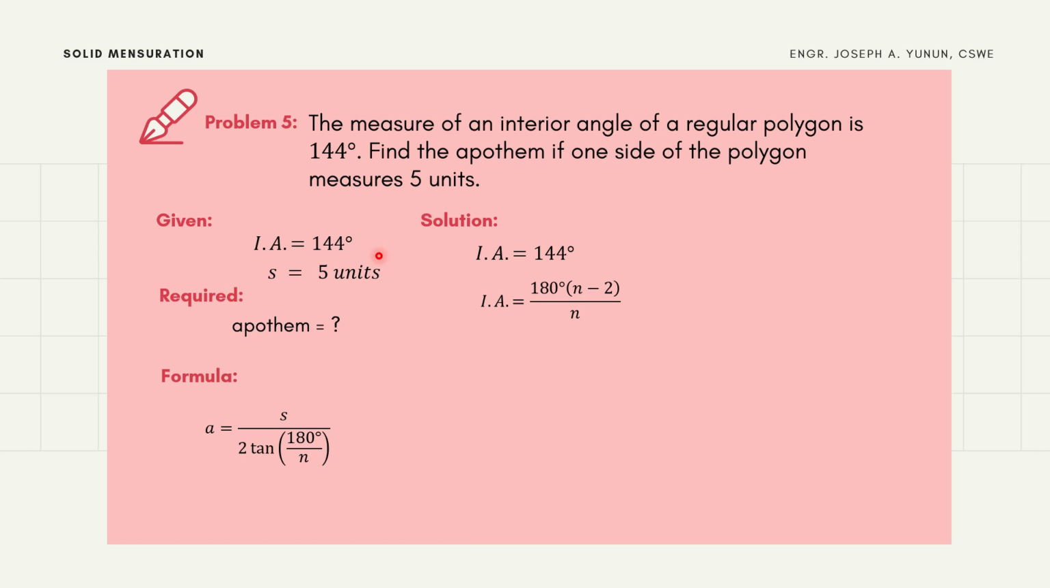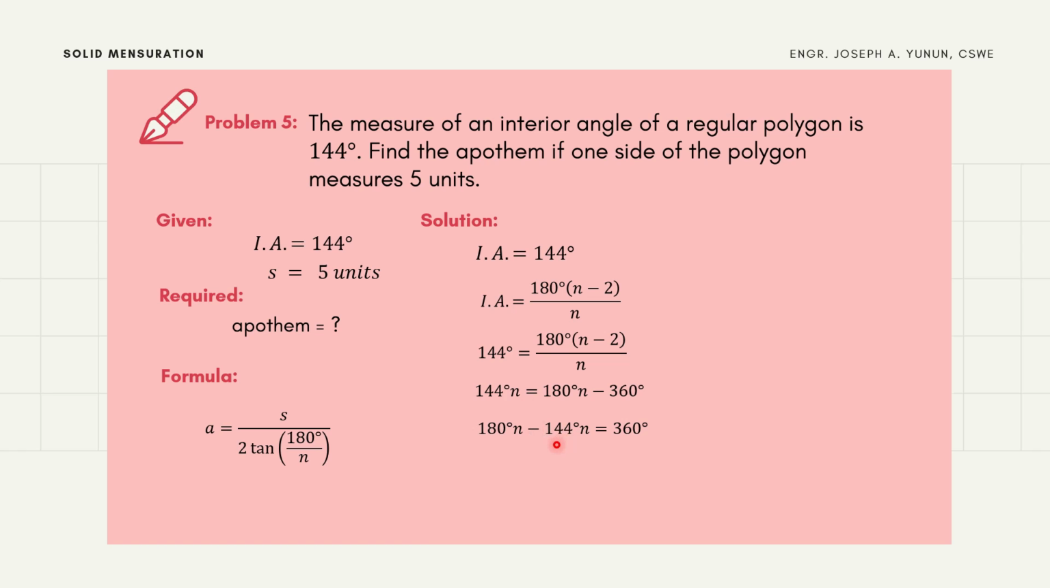So 180 degrees multiplied by n minus 2, then divided by the number of sides. So substituting the value of 144, then simplifying the given equation, multiply both sides by n, gives us 144 degrees n, and then 180 degrees n, and 360 degrees. So the 180 degrees here is distributed. Then combining like terms, you could subtract 144 and add 360 on both sides.